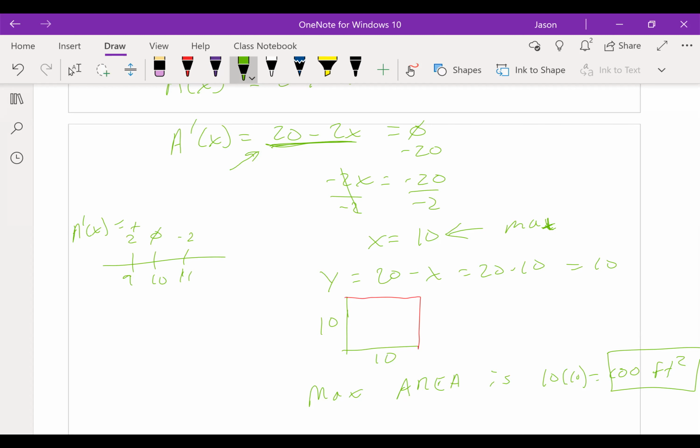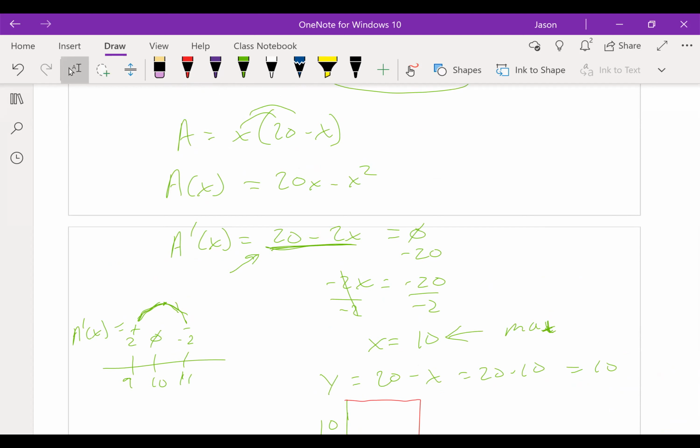And so it goes from a positive to a negative, and positive slope to negative slope will give me a maximum. Now, the other thing that we know about this function, the original function, is that this is a quadratic and it's a parabola. And this parabola looks like this. And so right at 10, where the vertex is, we get the maximum value. And the maximum value there is 10, so 10 times 10 is 100.